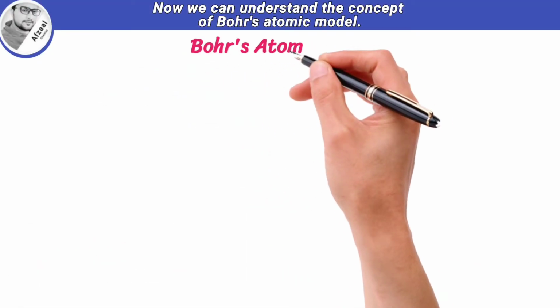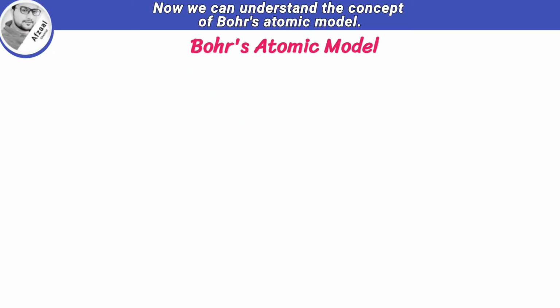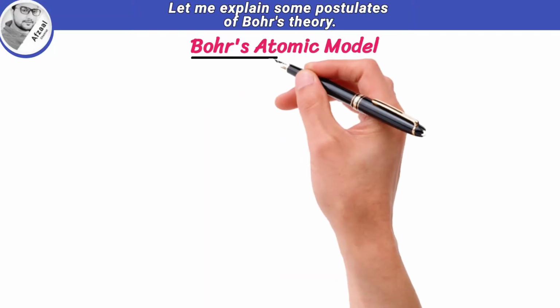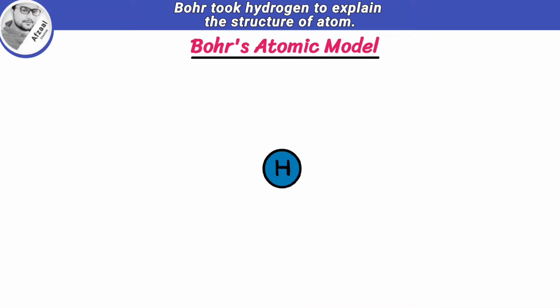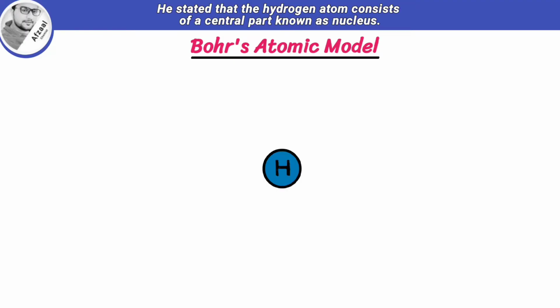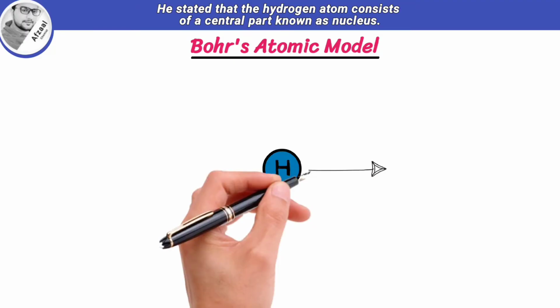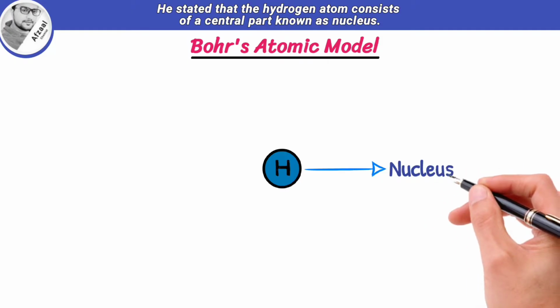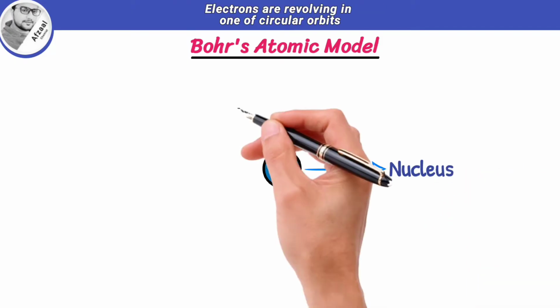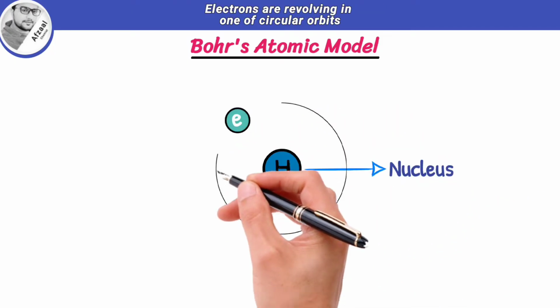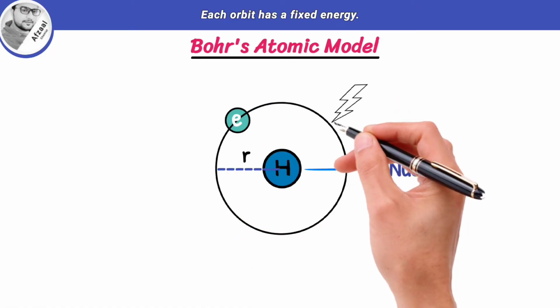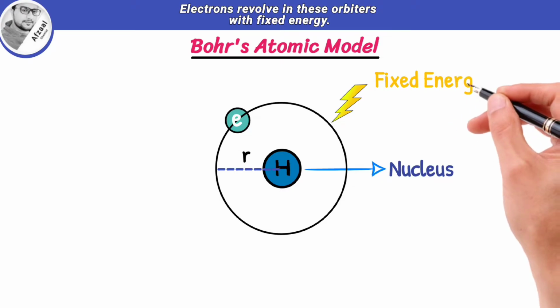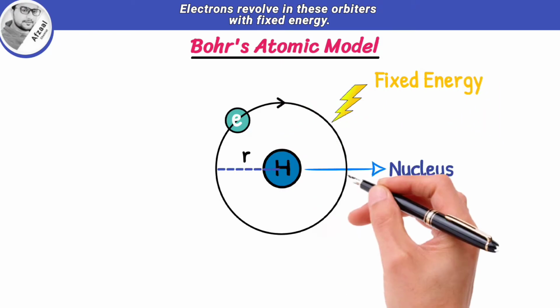Now, we can understand the concept of Bohr's atomic model. Let me explain some postulates of Bohr's theory. Bohr took hydrogen to explain the structure of the atom. He stated that the hydrogen atom consists of a central part known as the nucleus. Electrons are revolving in one of the circular orbits of radius r around the nucleus. Each orbit has a fixed energy. Electrons revolve in these orbits with fixed energy.